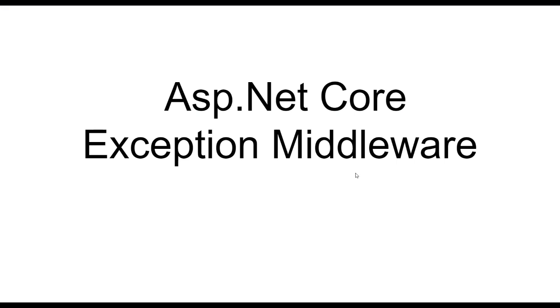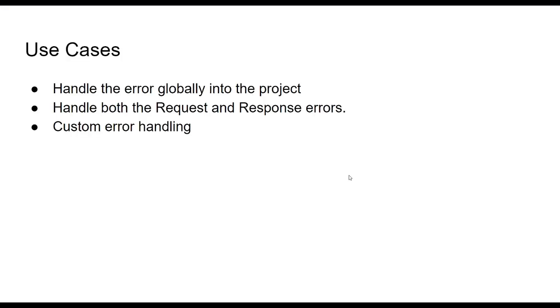Let's move and see how we can do that. So here we have some use cases that exception middleware can do. It will handle all those errors globally that are generated in our project. It will also handle both the request and response errors as well. We can customize the exceptions as well.